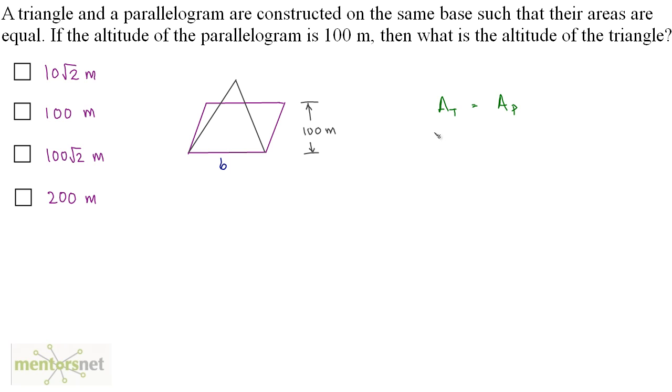Now what is the area of a triangle? That's half into base into height. It is equal to the area of a parallelogram, which is base into height. So that will be base into the height of the parallelogram, that's 100. Now base is common, so I can cancel out this B here. So I have H is equal to 100 times 2, and that's 200 meters. So option D, that's 200 meters, is the height of the triangle.